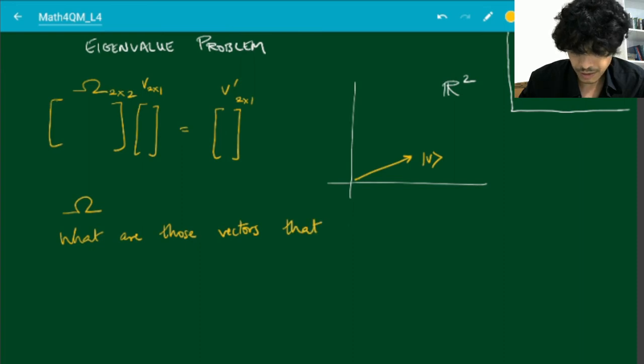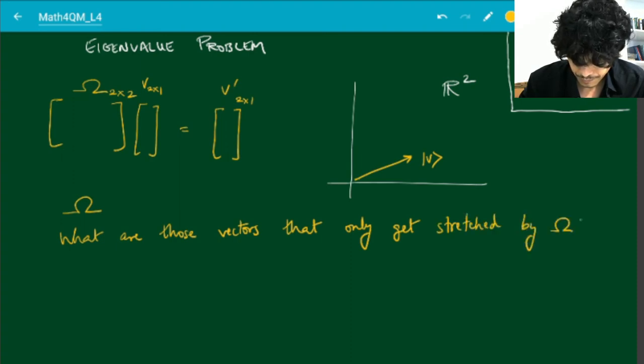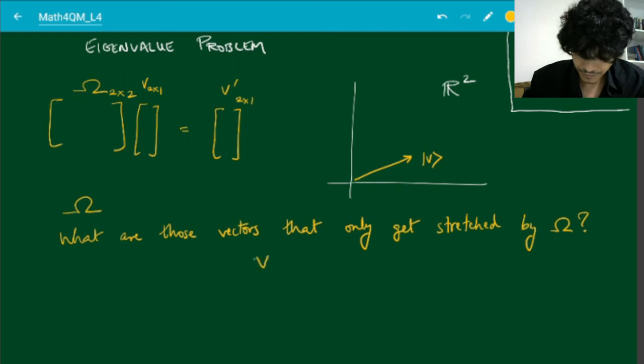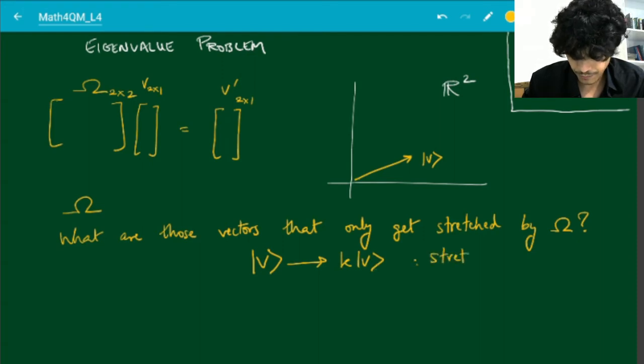that only get stretched by omega? By the way, when I say stretched, it could also mean shrunk, okay? Because stretching means you're taking a vector and multiplying it by some large number. Shrinking is, again, you're multiplying it by some small number. But basically it is just a vector V which is going to some constant k times V. This is stretching or shrinking depending on whether k is greater than 1 or less than 1.